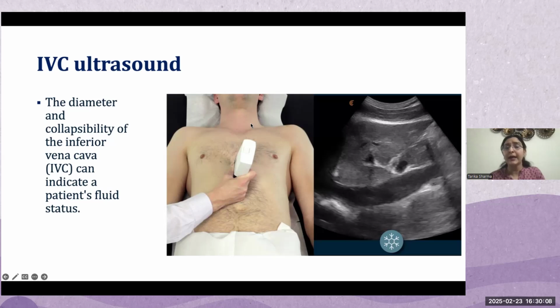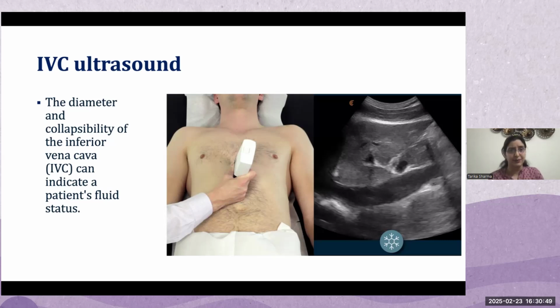Again, it depends on the protocol. The IVC ultrasound might be done every day, or it might vary from hospital to hospital. People do the ultrasonography of the IVC, where they assess the diameter. Usually the inferior vena cava is 1.5 to 2.5 centimeters in diameter. Those who have volume overload might have an IVC diameter of more than 2.5. If the person has volume depletion, or dehydration, the IVC diameter might be less than 1.5. Depending on that, you can see the need of fluid replacement or not.